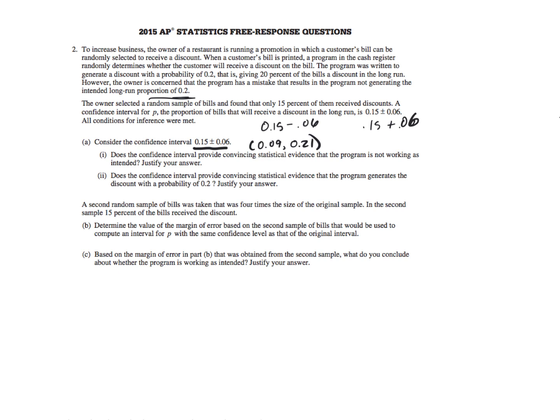So part one is asking, do we have evidence to say that it's not working? The answer is no, because 0.2 is in the interval. So we can't say that it's not 0.2, but can we say that it is for sure 0.2? No. Why not? Because it's just the interval. There are other values in that interval, right? The interval suggests it could be as low as 9% or as high as 21%.